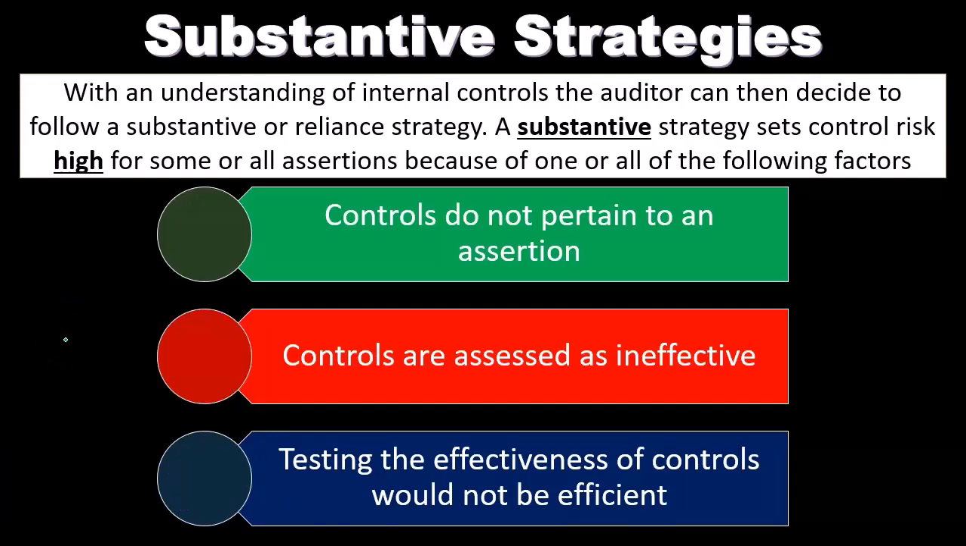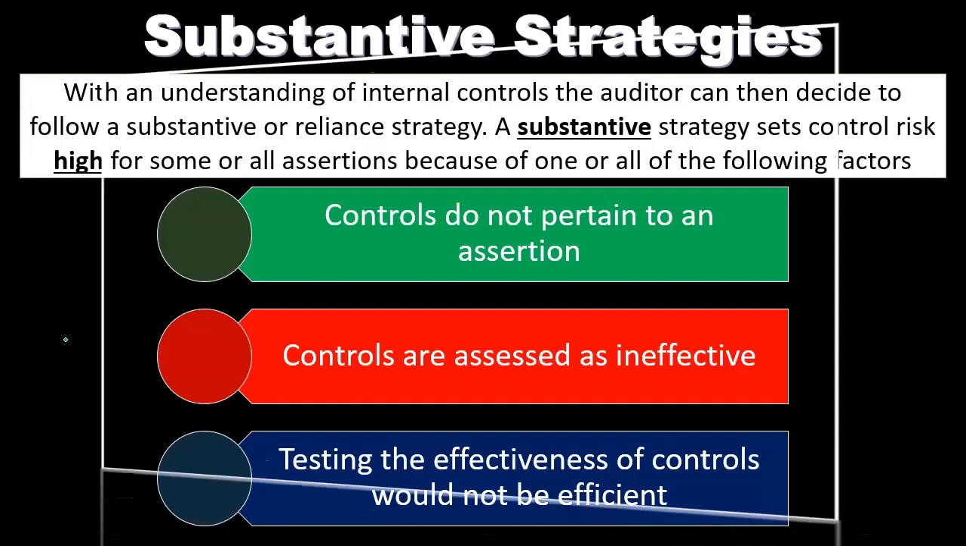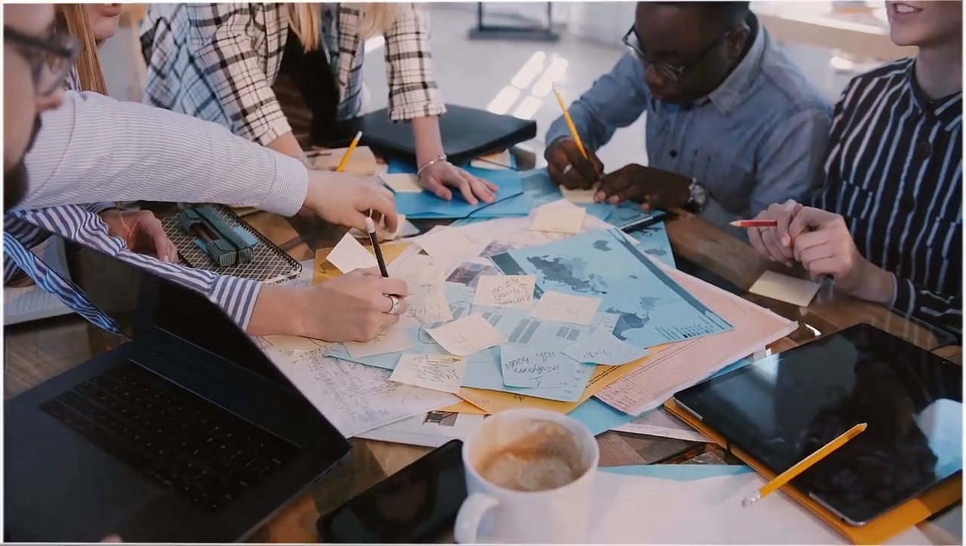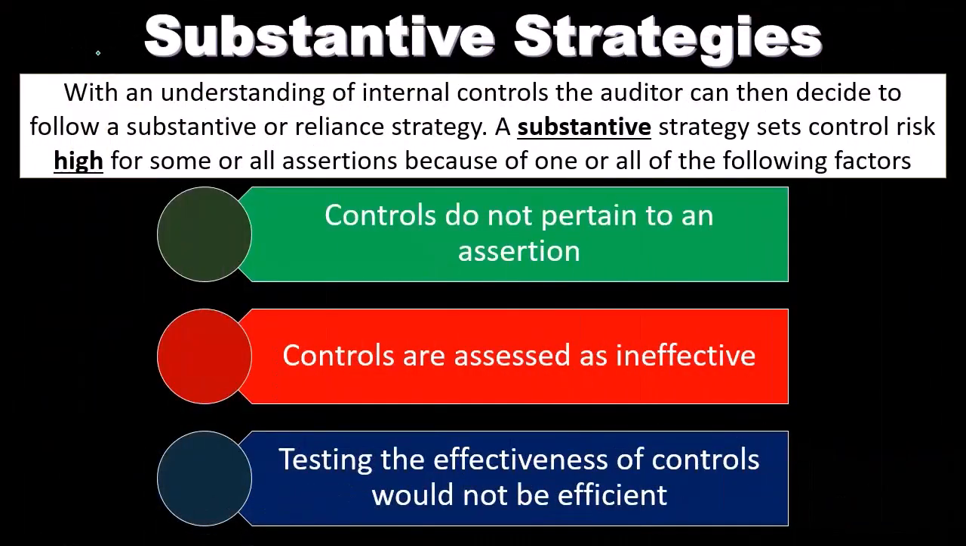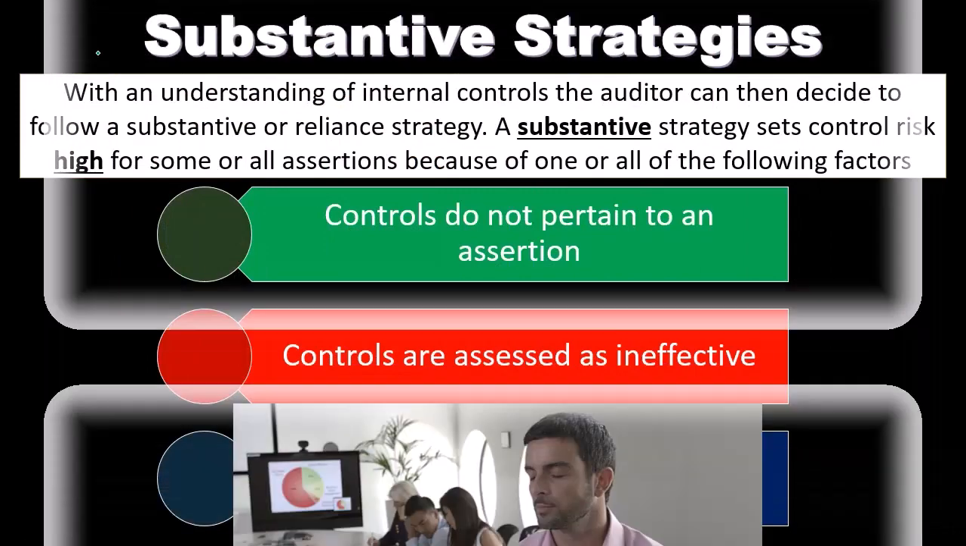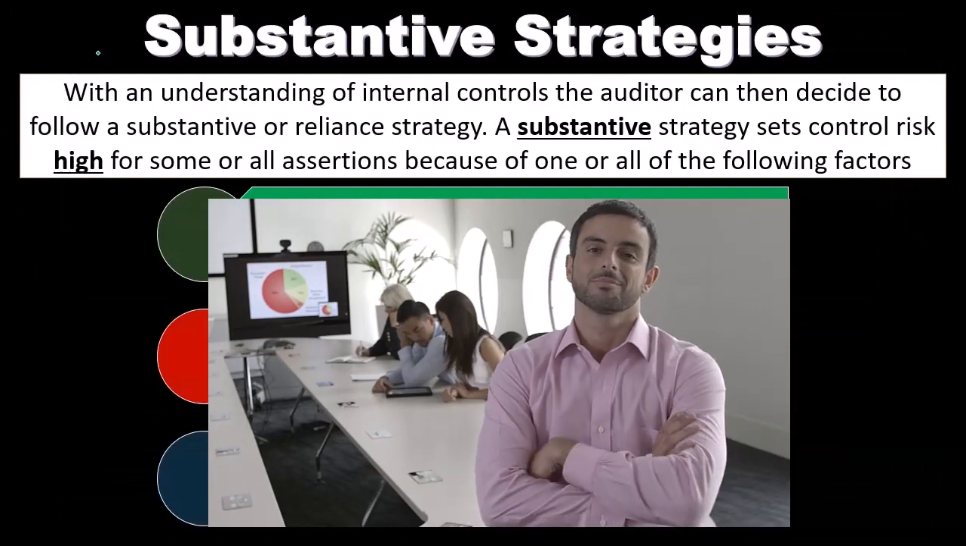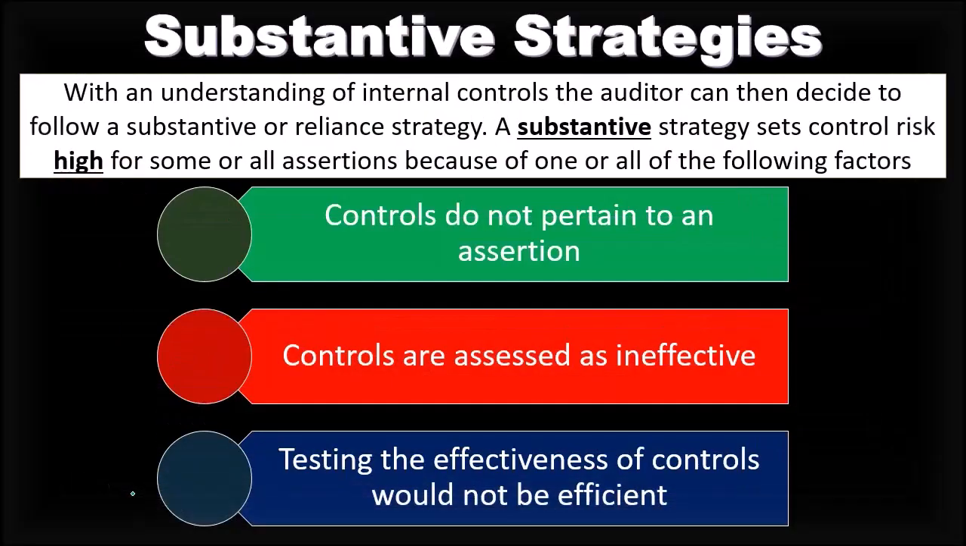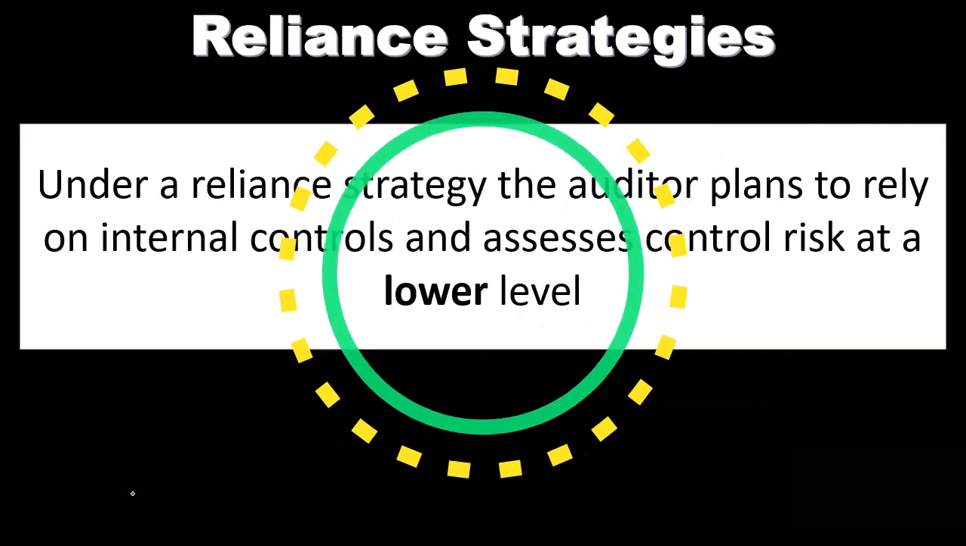Testing the effectiveness of controls would not be efficient. So it's possible that the internal controls are in place, but we just can't test them. Testing their effectiveness maybe would be more difficult and take more time than the substantive testing in some cases, in which case, why would we do more work? We're trying to do less work. That's the point of relying on internal controls in the first place. If it takes more work to test the internal controls than to do the substantive testing, then we'll do the substantive testing.